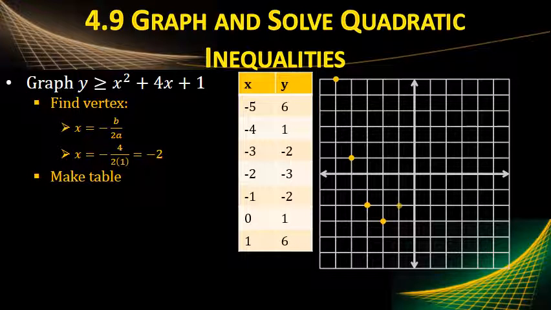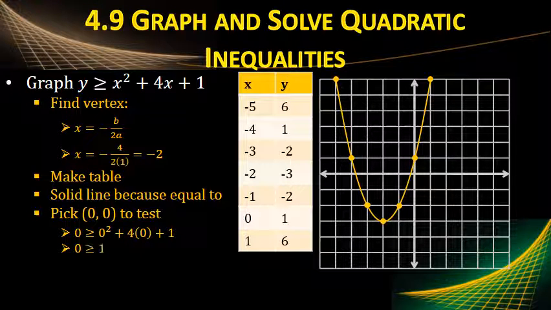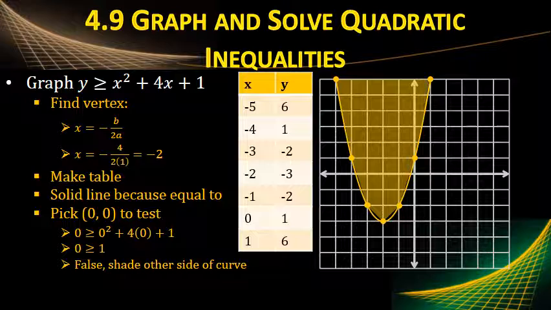Plot the points. Connect them. It's a solid line because it has the equal to. If it was just greater than, it'd be a dotted line. For the shading, let's pick 0, 0 as a test point. My graph does not go through it. So I fill in 0 for the x and the y, and I get 0 is greater than or equal to 1. Is that true? No. So I shade the other side. You also could have noticed that it's y is greater than, so we shade above the line.